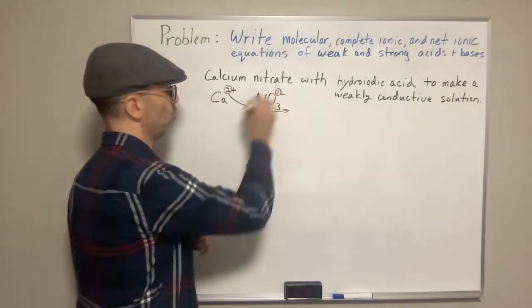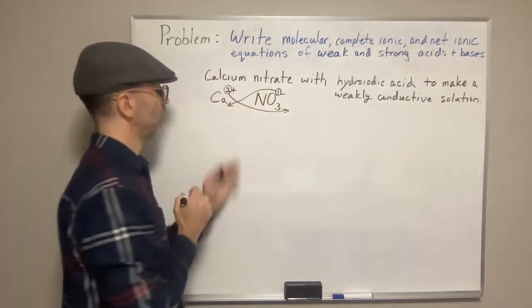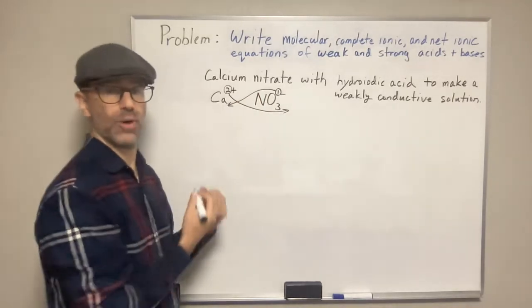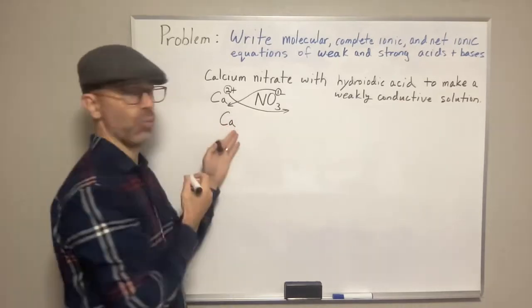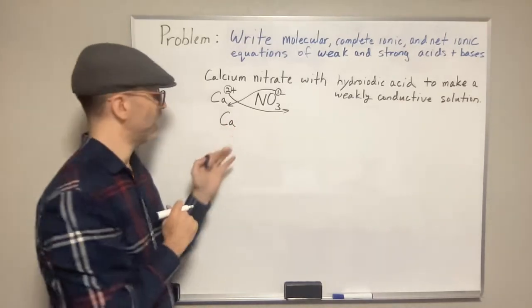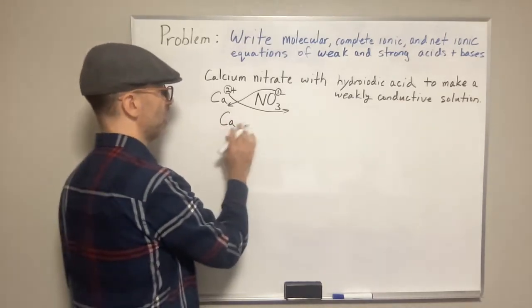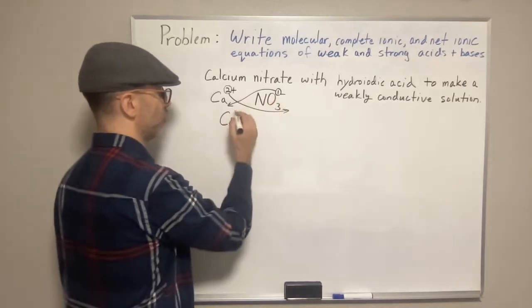And you take the number 1 over here and you write it as a subscript there, and you write your formula. So here I have Ca. We don't write the ones in our formula. So it's just Ca, and then I have 2 nitrates.